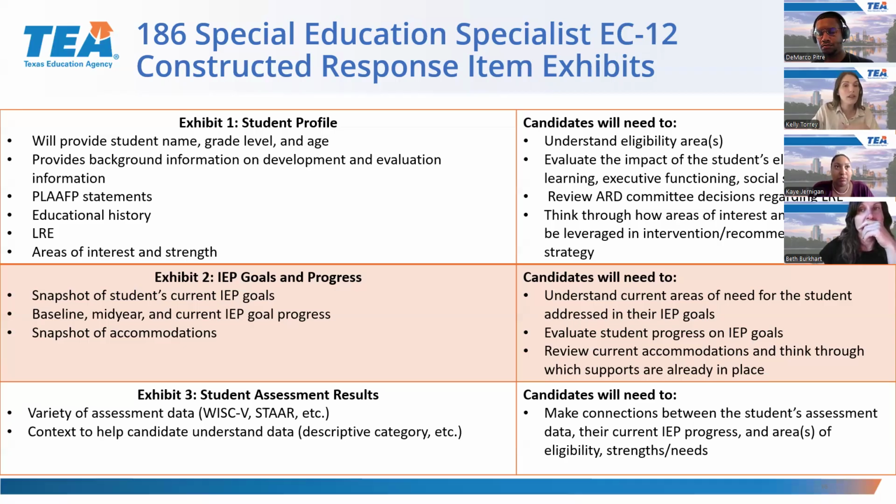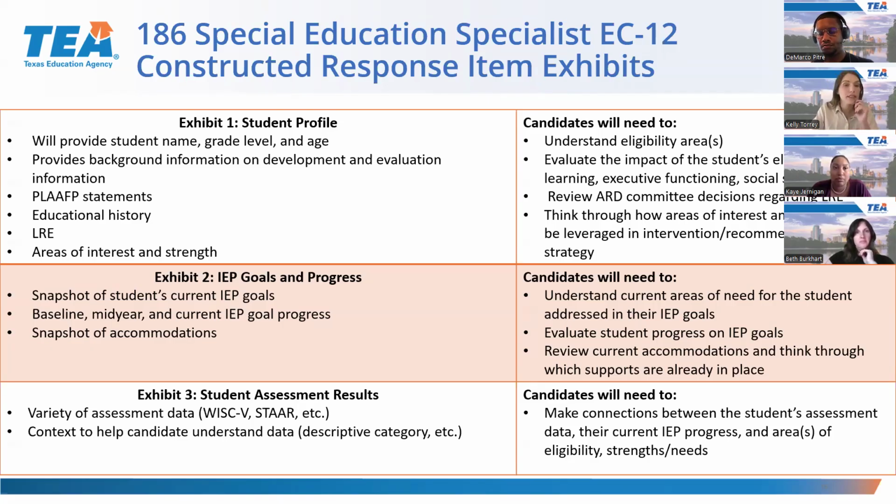They also, within that second exhibit, need to be able to evaluate the student's progress on those goals. So looking at that baseline, mid-year, current progress, make a determination about what is working for the student. Then they also do need to be able to review those current accommodations, see what's in place for the student, think about what the student is already receiving, and then make that recommendation for an additional intervention, accommodation, strategy, or support.